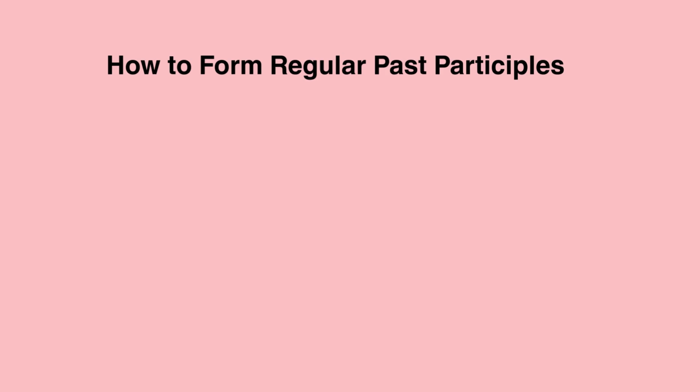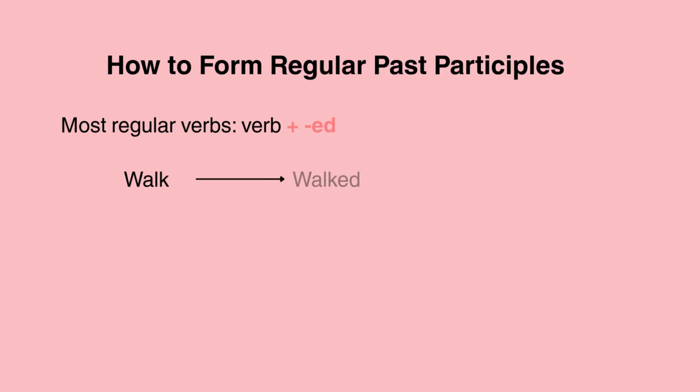So, how do we form the past participle? Well, it's easy with regular verbs. They're easy to form. Just add ed to the base verb. For example, walk becomes walked, and clean becomes cleaned.